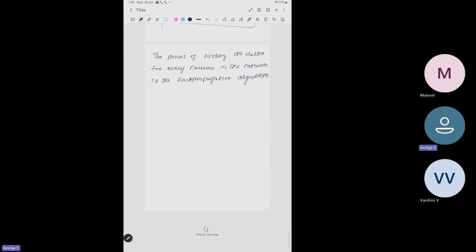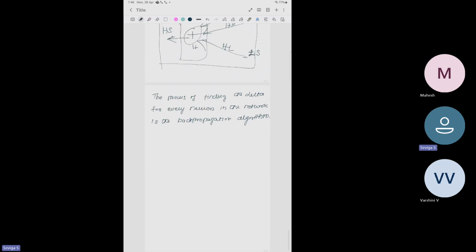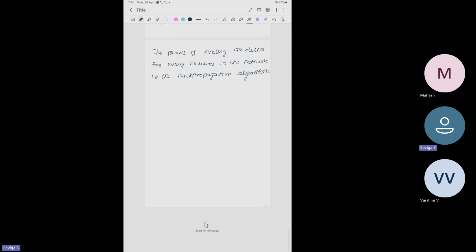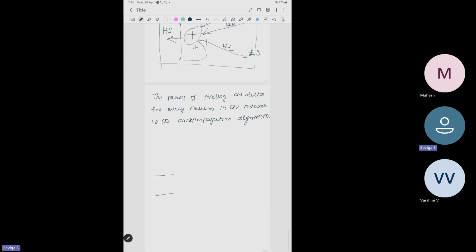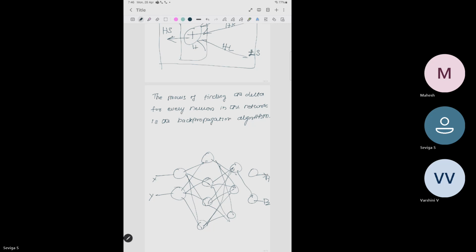So now let's see it in action. Let us assume we have a new network with two input features, X and Y, three hidden layers with two neurons, four neurons, and three neurons, and two output neurons, P1 and P2. So this is a new classifier with two inputs, two outputs, and three hidden layers.